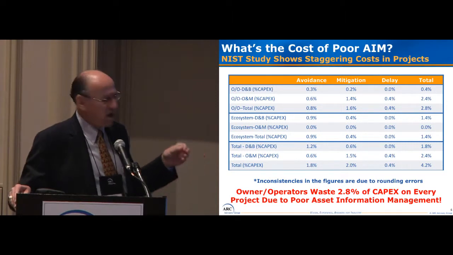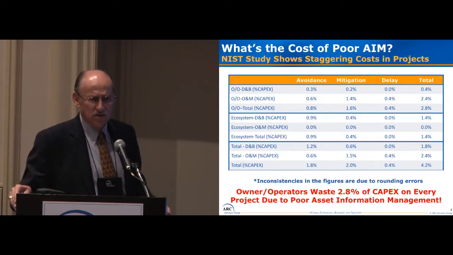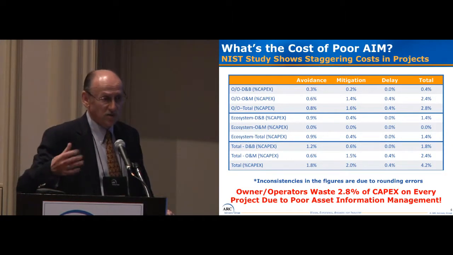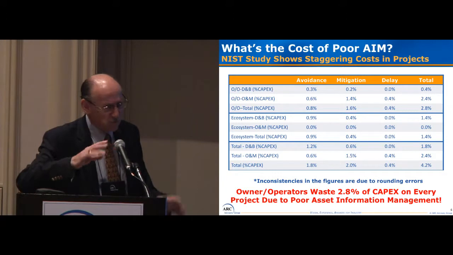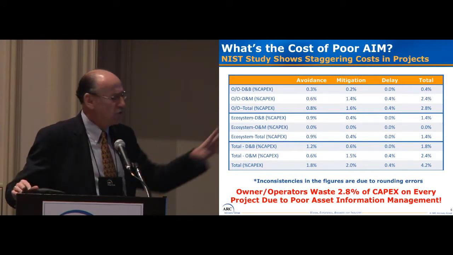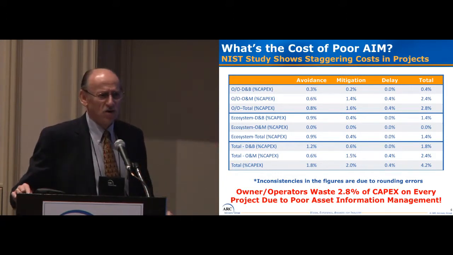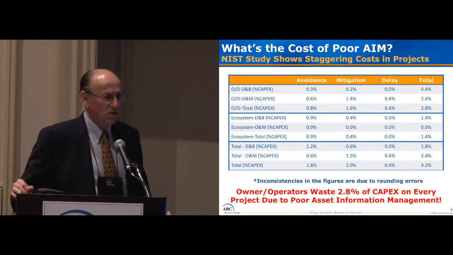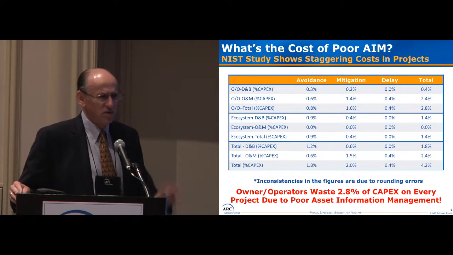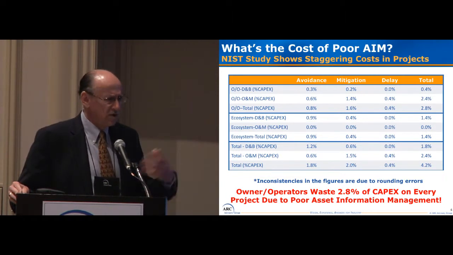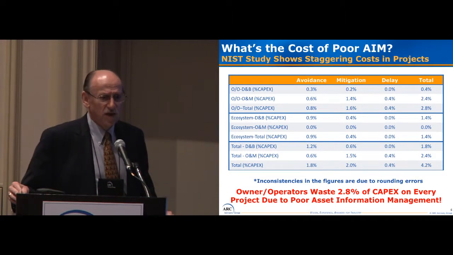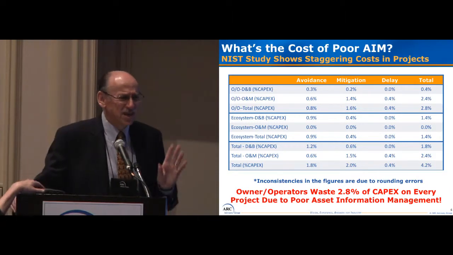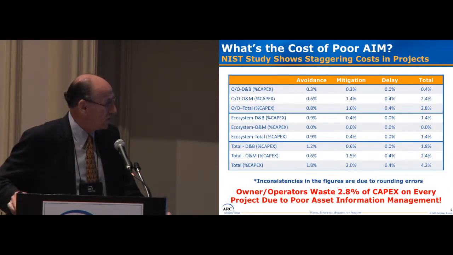And their studies show that during the capital project phase, about 4.3% of CapEx is lost due to poor interoperability, which I'm calling poor information management. If you dig through all those numbers, which is what I did in that chart, you'll find out that 2.8% of that hits the owner-operator directly. So for every project you're building, every time you're building something, whether it's a new greenfield or a major upgrade, you're wasting almost 3% of CapEx purely because you don't have good information management. I'll redefine that term, okay? But that's the idea. Can you go to the next slide?